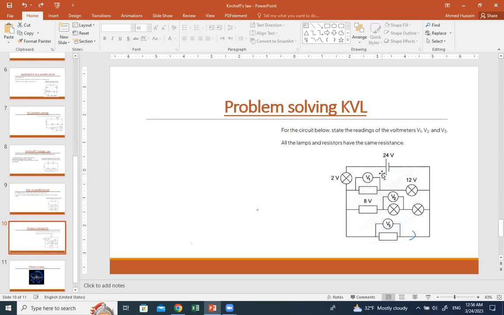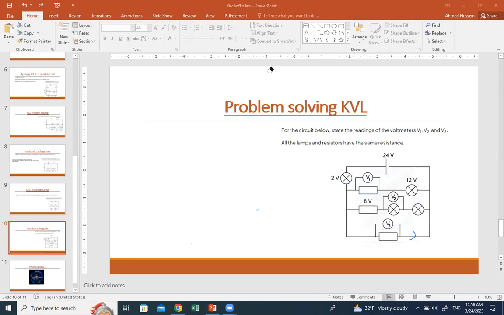The circuit consists, as we see, of 3 loops. As I informed you, we need to deal with every loop as one independent series circuit. So the first loop here, the second loop here, and the third loop here. We will start with the first loop, and then for every loop we need to calculate the unknown.